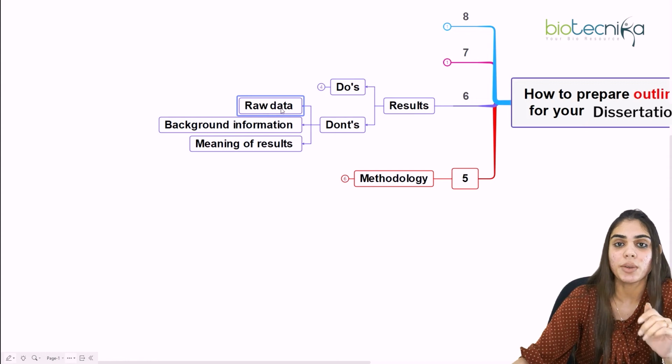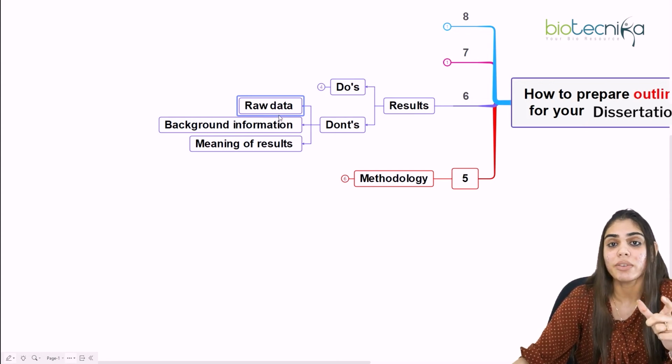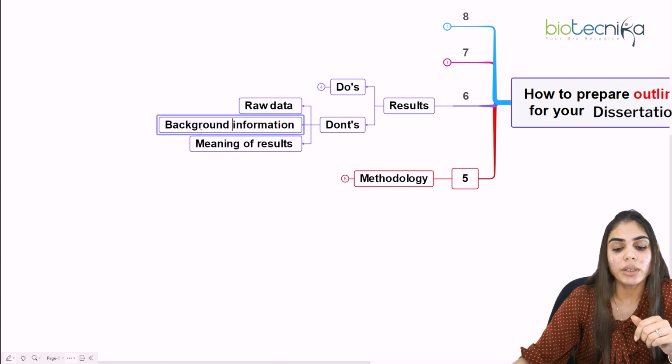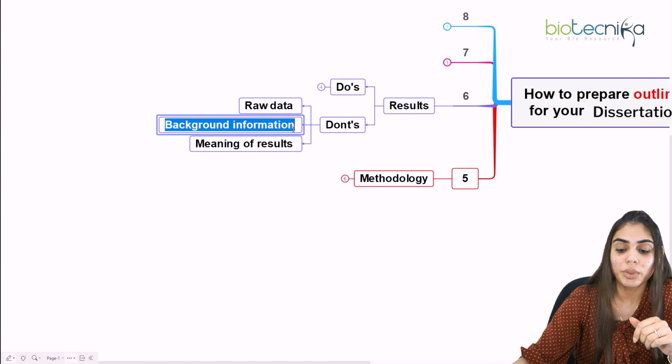Always analyze it using the statistical test, and only then you analyze that data. So never show your raw data in your results part. Background information, never write your background information. If you need to write this background information, better to include it in your introduction part.